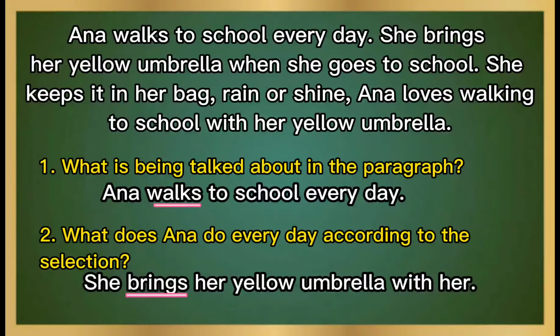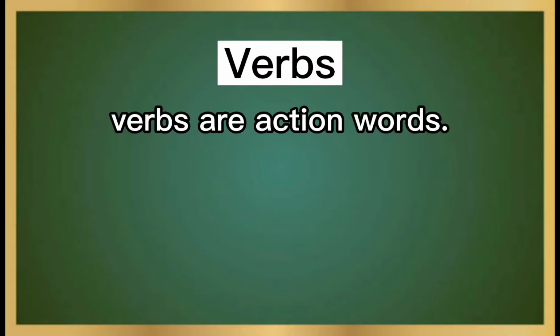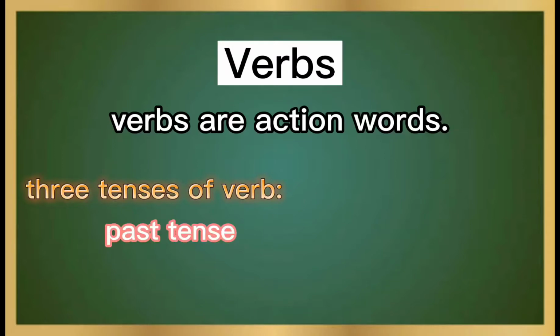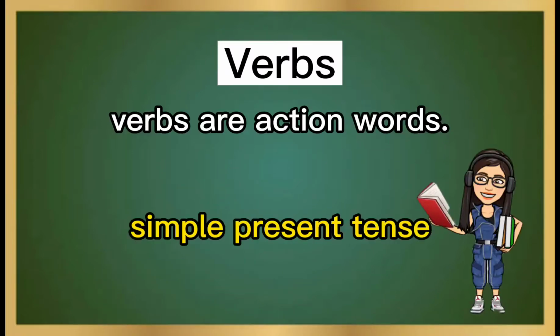Now, take a look at these underlined words in each sentence. Do you know what part of speech do they belong? The part of speech that we are talking about are verbs. Verbs or pandiwa are action words. We have 3 tenses of verbs, but for today, our only focus is the simple present tense.